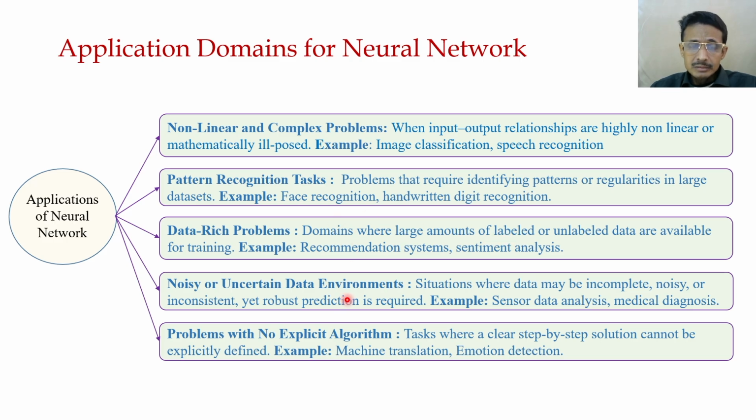Then there are situations where the data itself is very noisy or uncertain, where the data may be incomplete, noisy or inconsistent, and there also neural networks are very useful, such as sensor data analysis, medical analysis, etc. And where no explicit algorithm exists, tasks where a clear step-by-step solution cannot be provided, then machine translation, emotion detection and the like. So these are the cases. There are others also, but these are the important cases where a neural network is a very powerful tool.